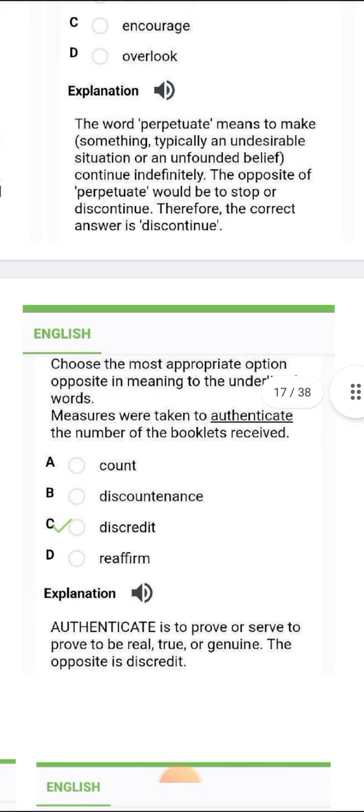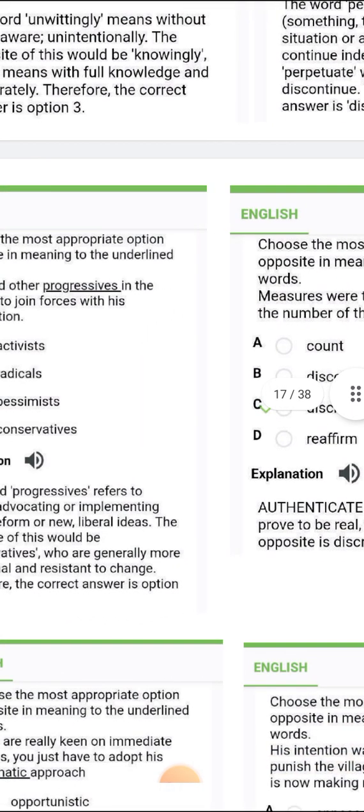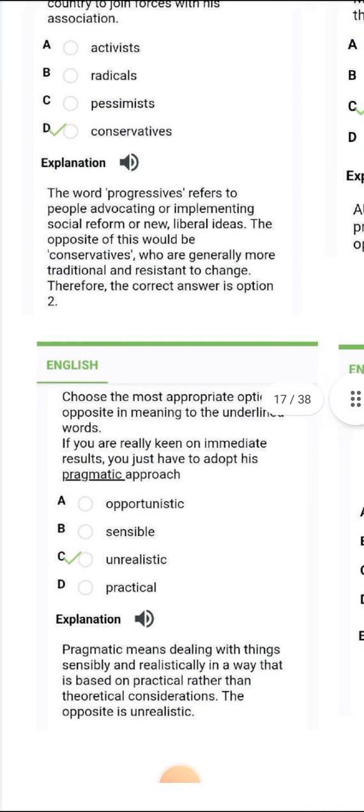The next one there is authenticate. Authenticate is to prove or serve to prove to be real, true, or genuine. The opposite is discredit. Alright? Pragmatic. Pragmatic means dealing with things sensibly and realistically, in a way that is based on practical rather than theoretical considerations. The opposite is unrealistic.